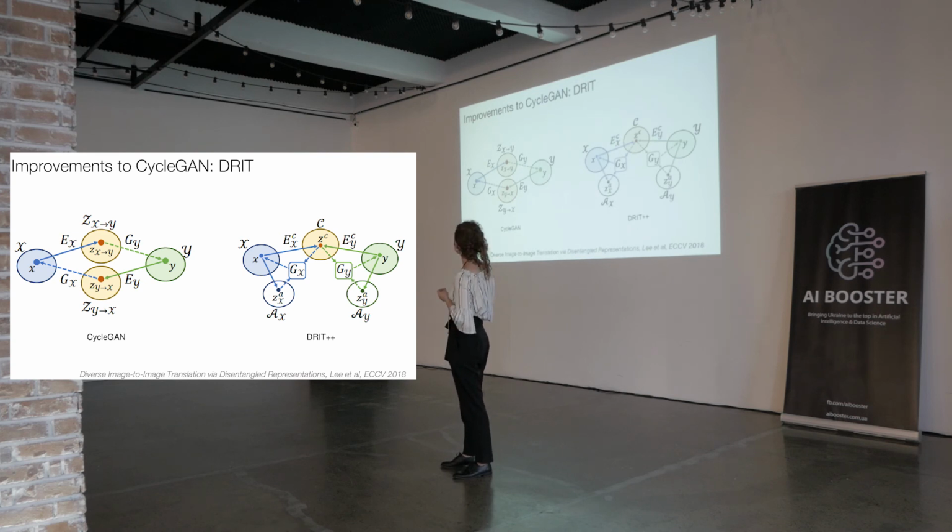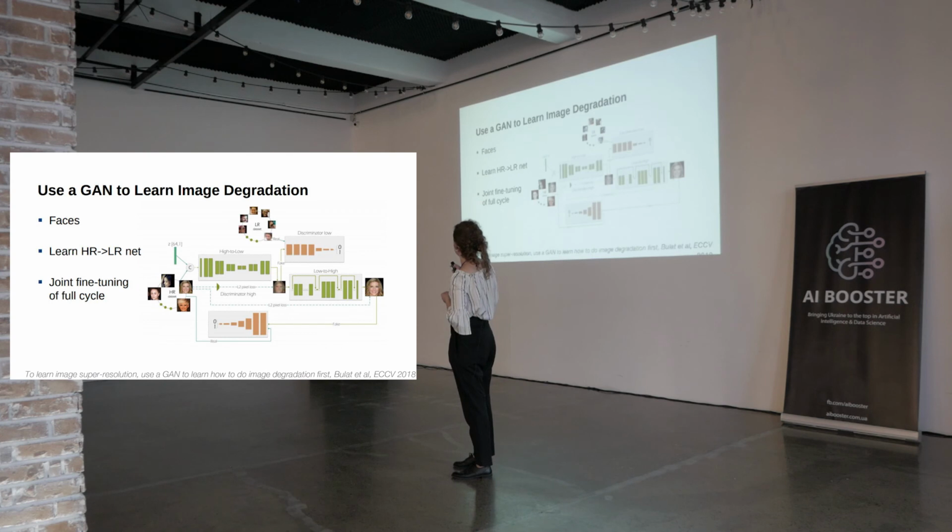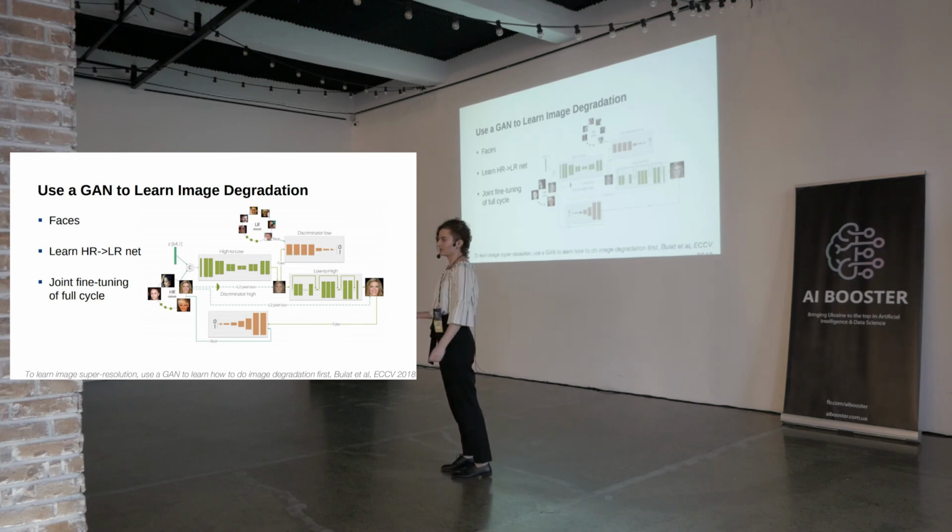So you don't have different latent spaces here. You have one latent space shared between those two collections, but you have disentangled different spaces that work for attributes of those two specific domains. Yeah, and also you can try to learn the degradation.